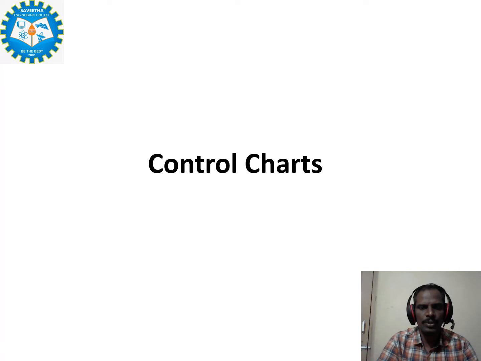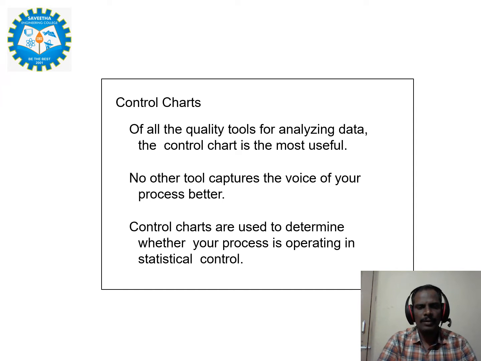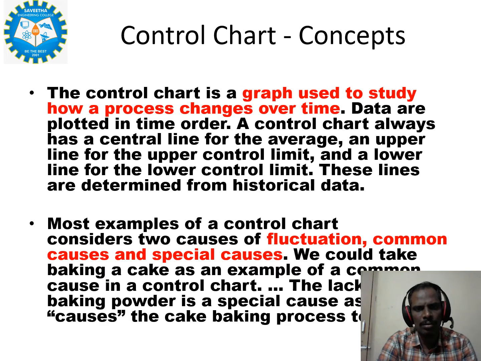Next, we move on to the next topic, which is the control chart. For the control chart, various data are collected from the process. From the process, the values found are used to make a chart, which is called a control chart. No other tool captures the voice of your process better, and the control chart is used to determine whether your process is operating in statistical control or not.